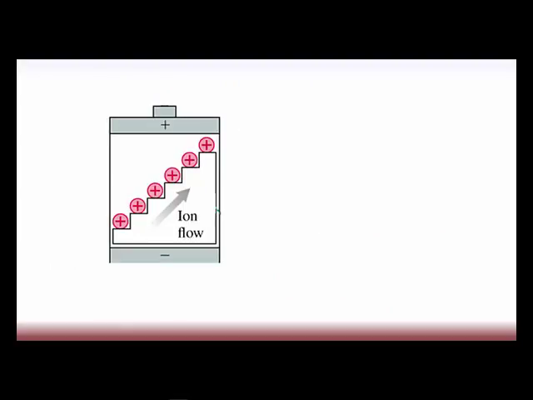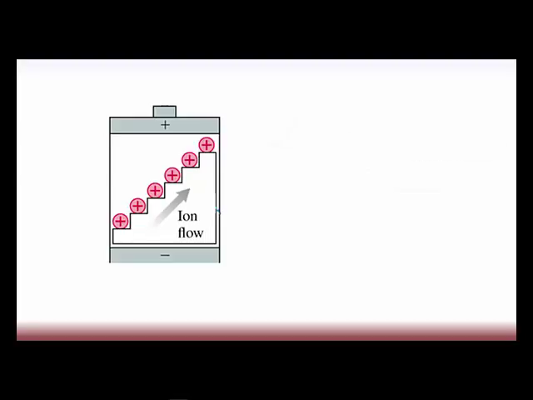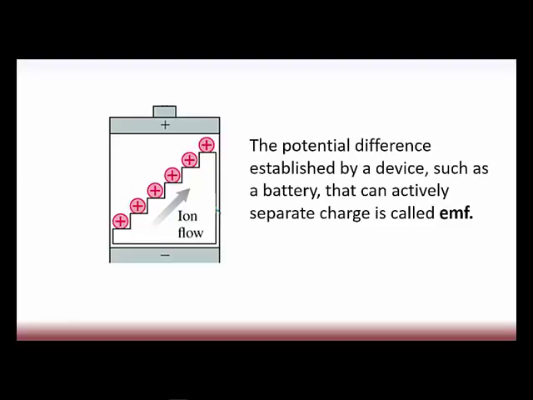This separation of charges in our battery, putting the positives on the positive plate and leaving the negatives on the negative, creates a potential difference. Much like when we raised our animals up to a taller height, we gave them a gravitational potential difference. The potential difference established by something such as a battery is called the EMF. EMF stands for electromotive force. Its symbol is a capital epsilon, and the units for the EMF are volts. So now we see volts, which was our electric potential, has come back again.